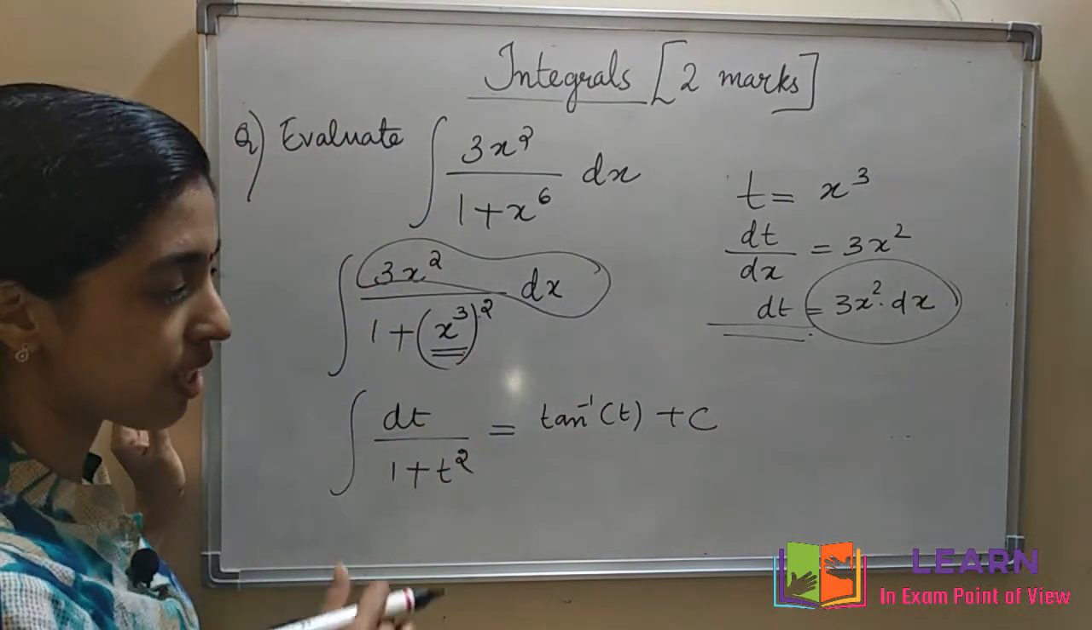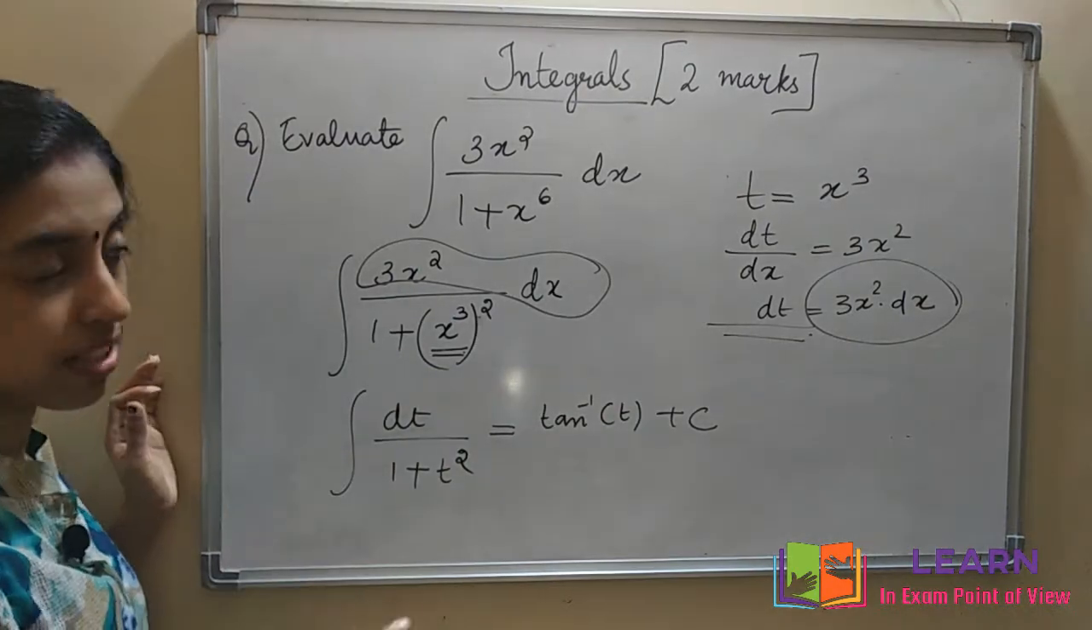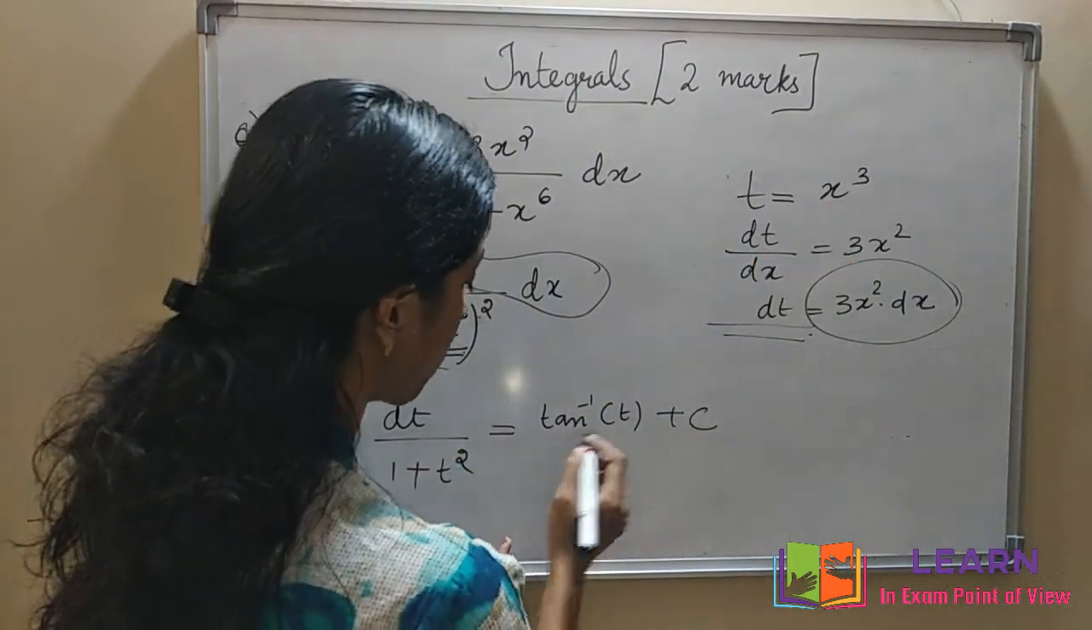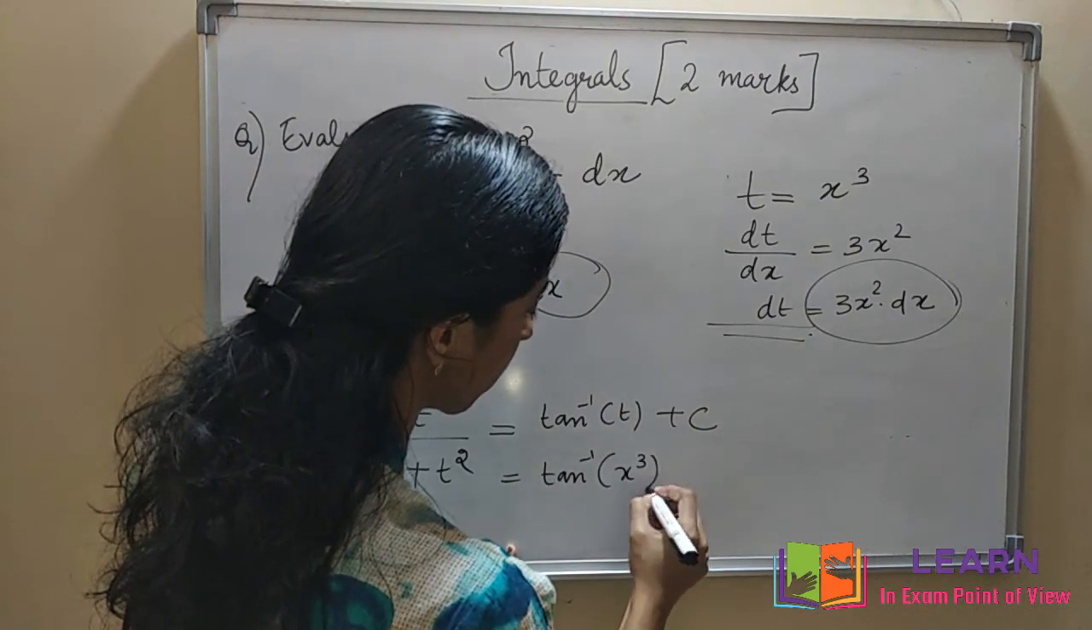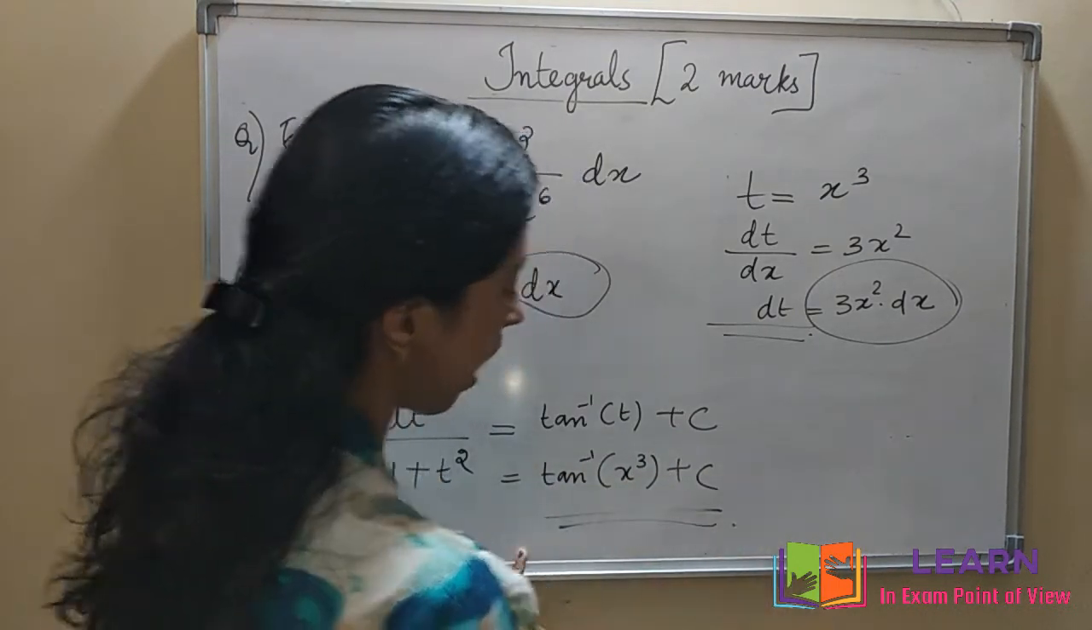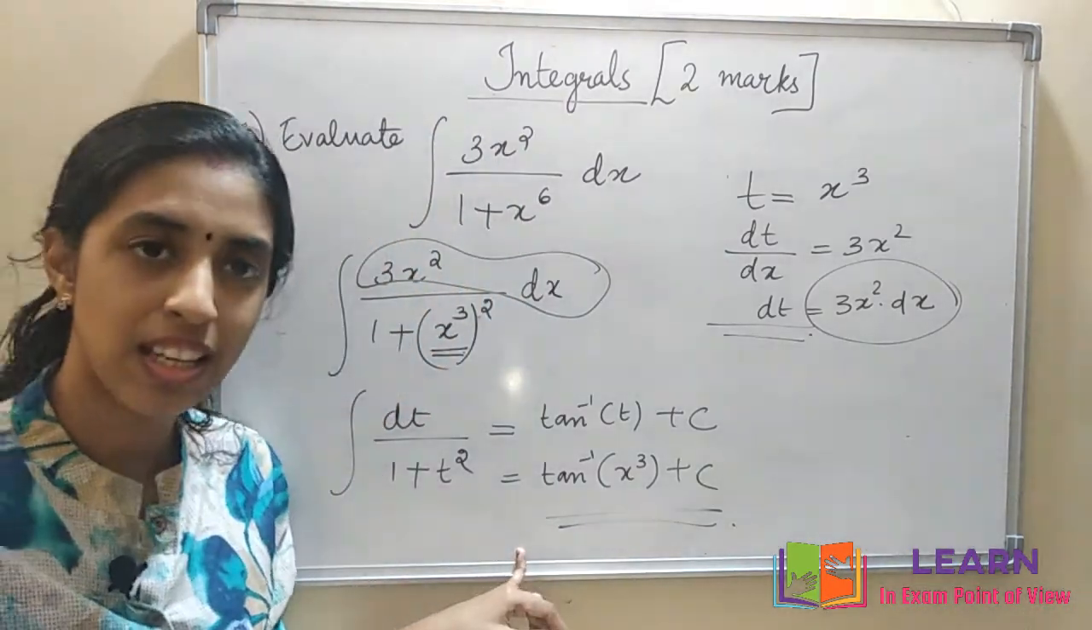Last, you need to resubstitute the value in terms of x. T is x cube. That is tan inverse of x cube plus c, which is the answer. Okay. It's easy, clear, I think.